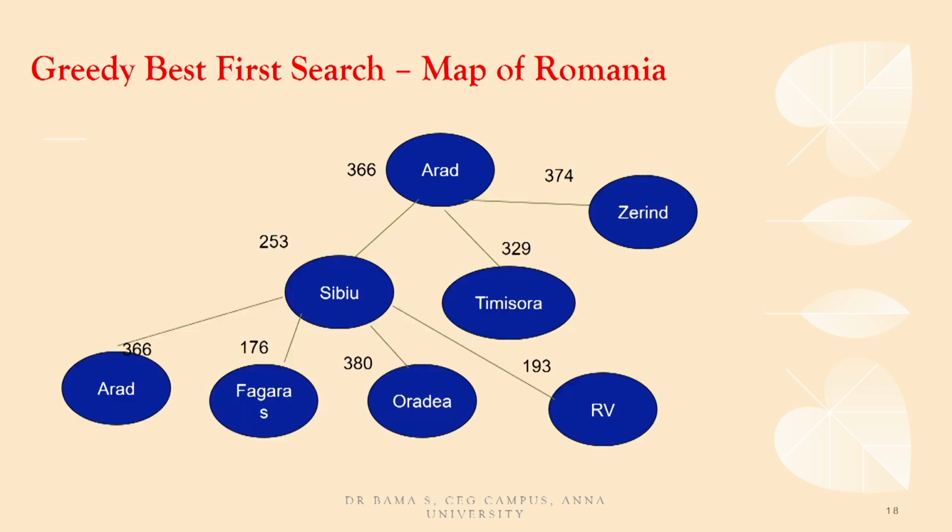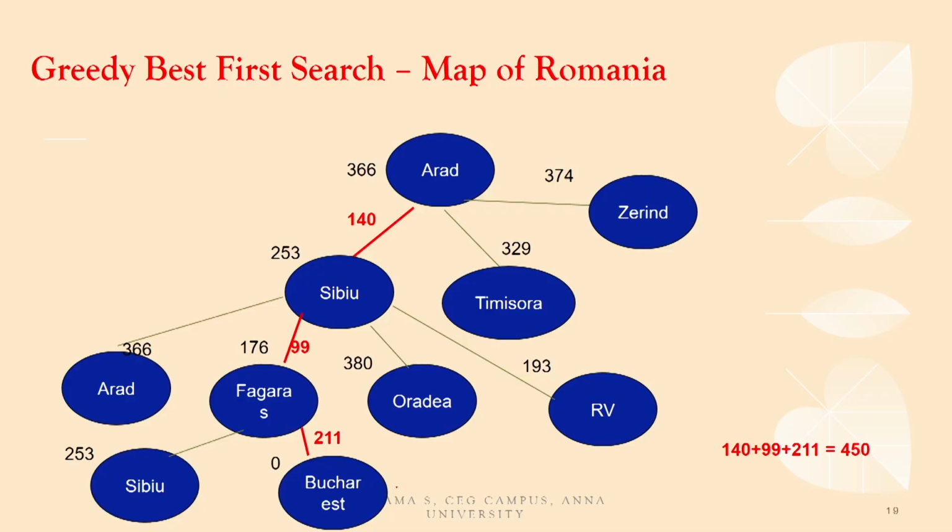If we expand that, we get Arad again, Fagaras, another city Oradea, and Rimnicu Vilcea, along with their heuristic values. Remember, all these are heuristic costs, and when we branch out, the minimum value is 176. So, we have to branch out the city of Fagaras, and when we branch out Fagaras, we get the goal. This is the starting point and this is the goal.